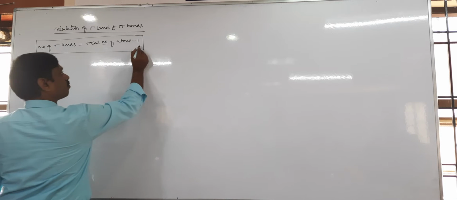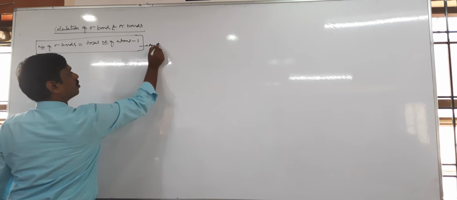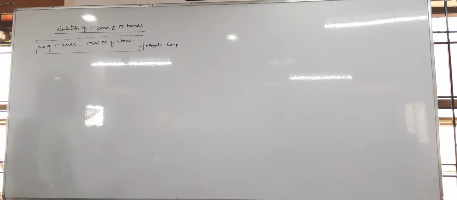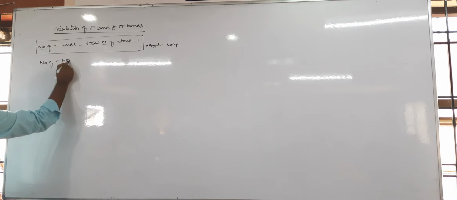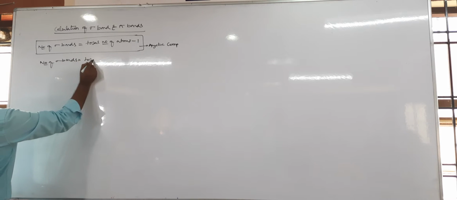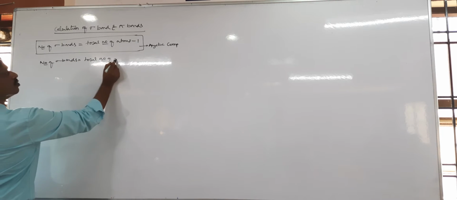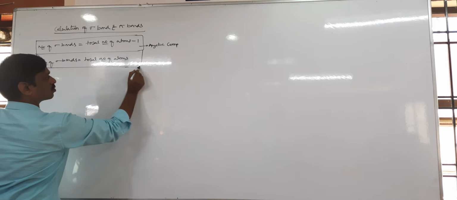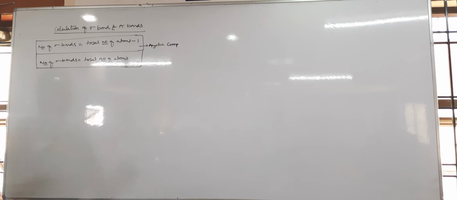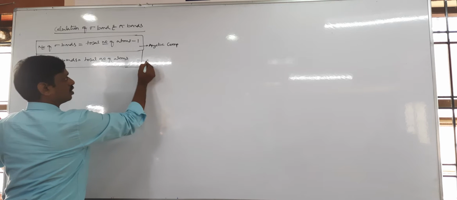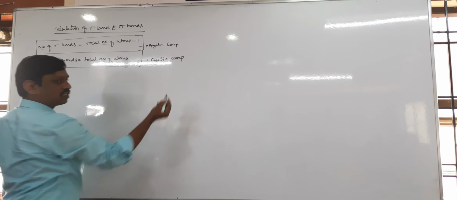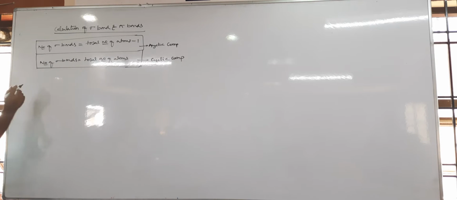This is applicable for acyclic compounds. For cyclic compounds, the number of sigma bonds is just the total number of atoms. This is for cyclic compounds, like benzene-like compounds. Okay, let us see an example.